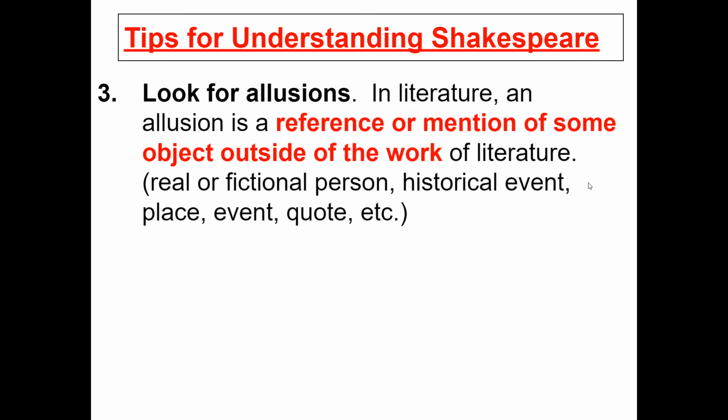Next, look for allusions. In literature, an allusion is a reference or mention of some object outside of the work of literature. A real or fictional person, a historical event, a place, an event, a quote, etc.